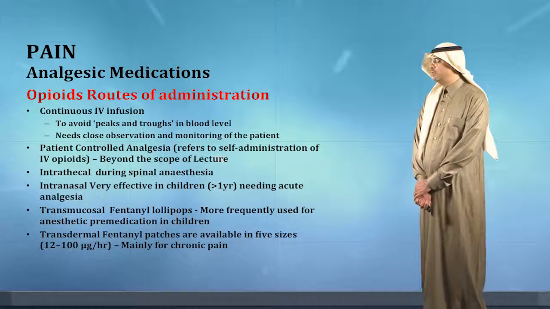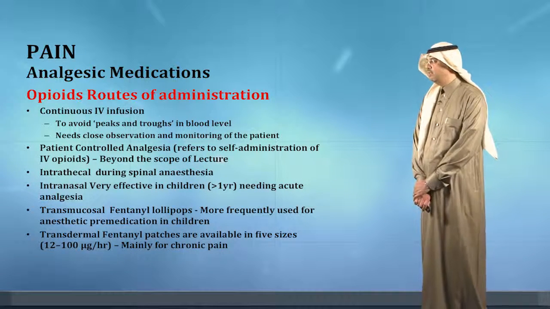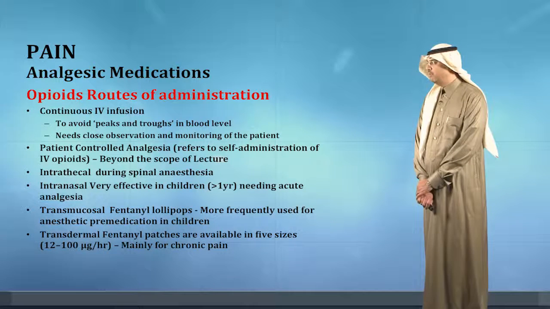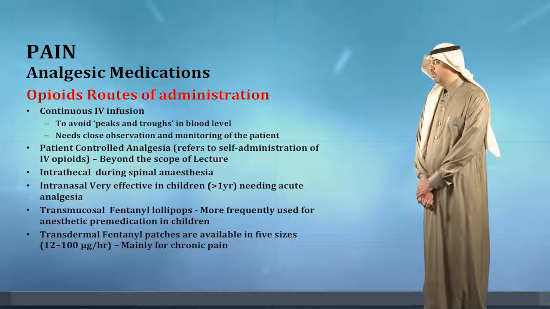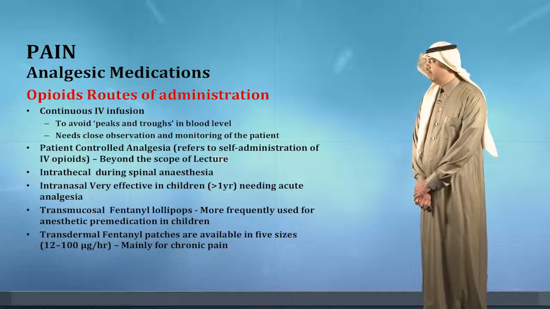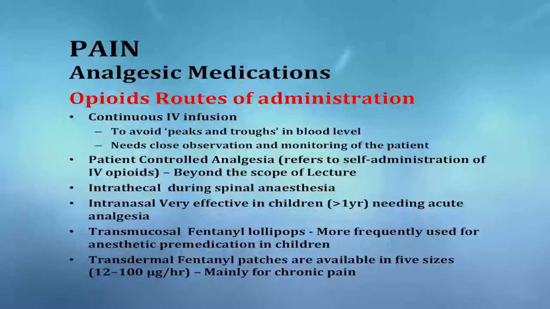With a continuous IV infusion, it is important to avoid peaks and troughs in the blood levels, and it needs close observation and monitoring as we mentioned. Patient-controlled analgesia is referred to as self-administration of IV opioids, which we are not going to explain because it is out of the scope of this talk.